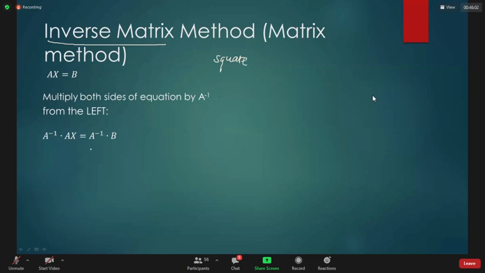Okay, so back to the inverse matrix method. Supposing the inverse matrix exists, of course, we multiply from the left-hand side, of course, both sides of the equation.